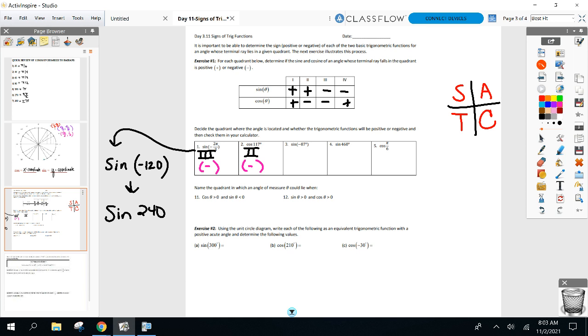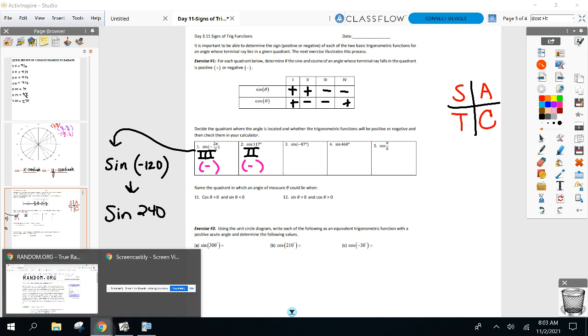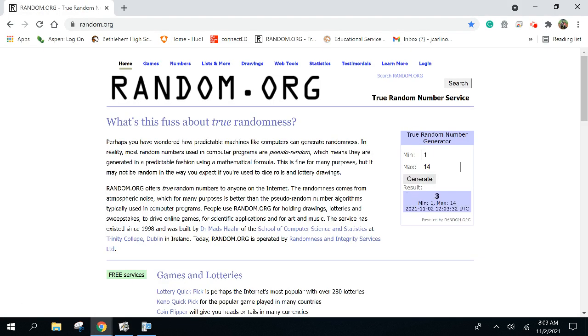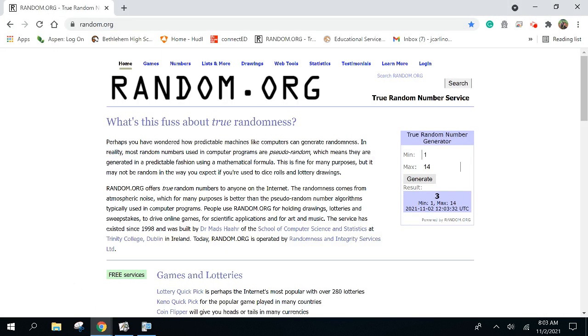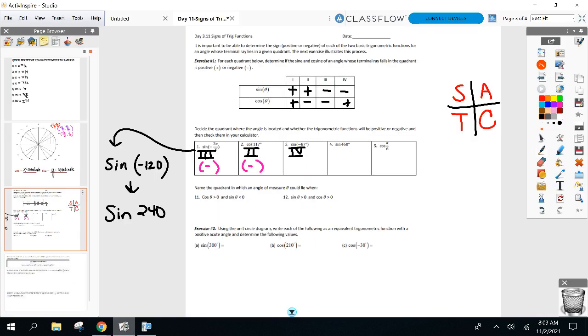Negative 87. You can change it on your own if you want. I'm not going to change it anymore, though. What quadrant am I in? Negative 87. Quadrant 4. Going clockwise. What do I know about sine in quadrant 4? Positive or negative? Negative. Only cosine's positive in the fourth quadrant.